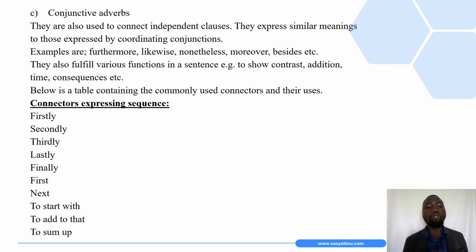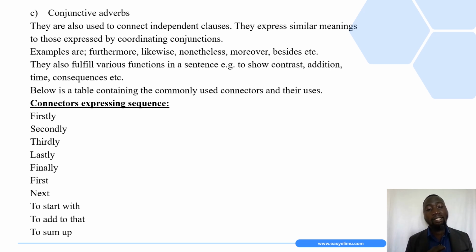They also fulfill various functions in a sentence. That is, they can be used to show or indicate contrast, addition, time, sequences, consequences, and so on. What we have below is a table containing some of the commonly used connectors and their uses. In the first group, we have the connectors expressing a sequence.